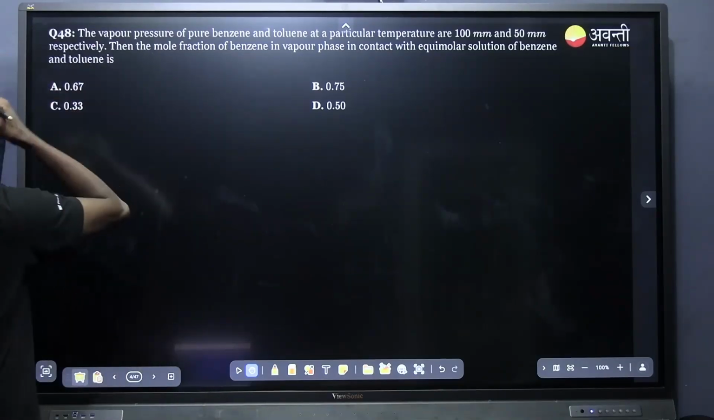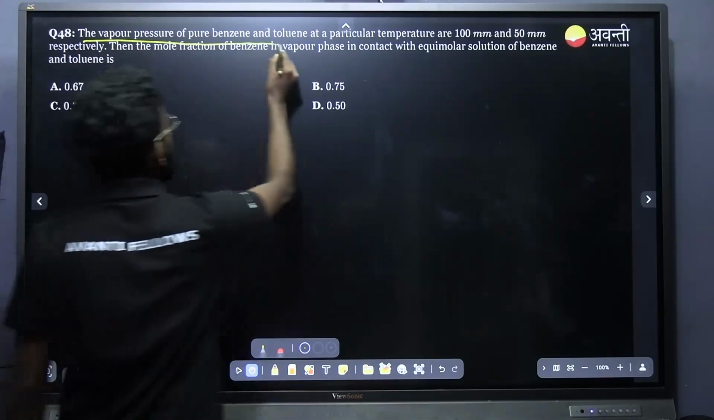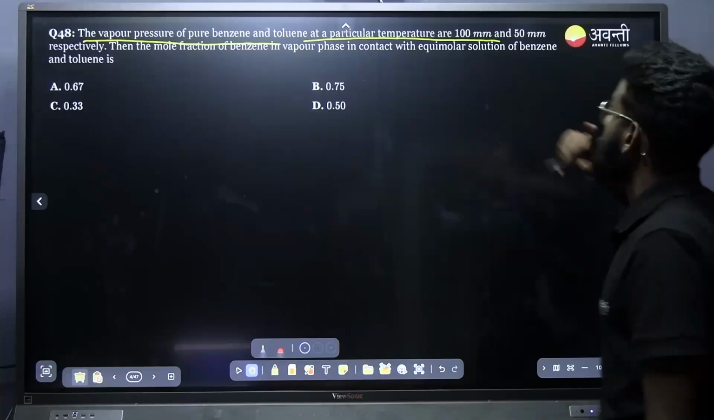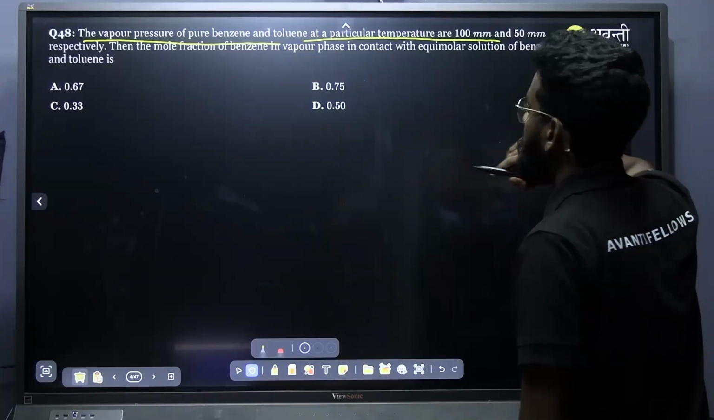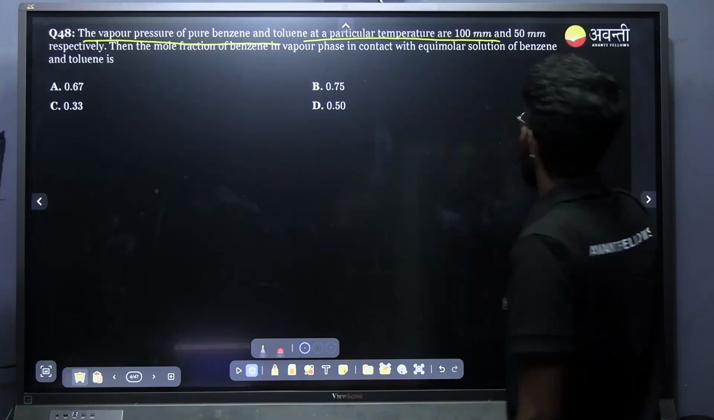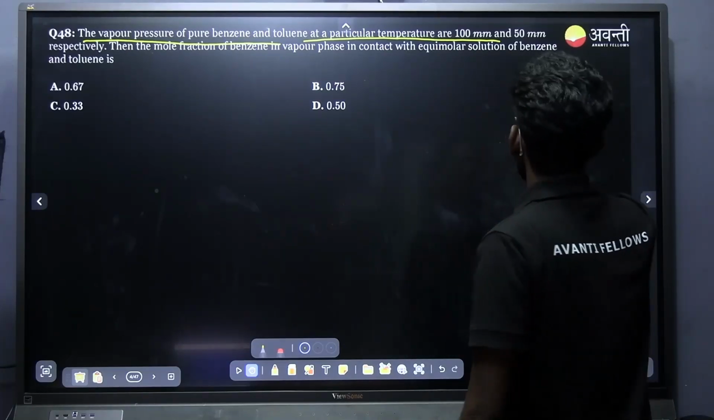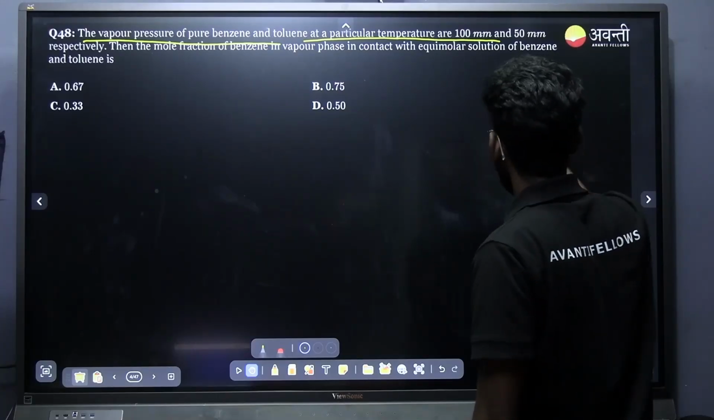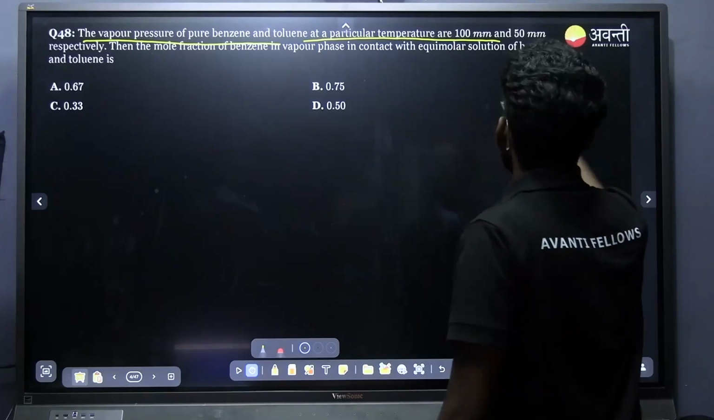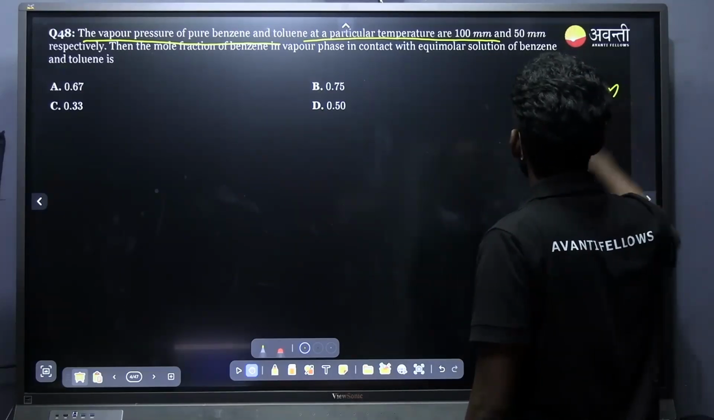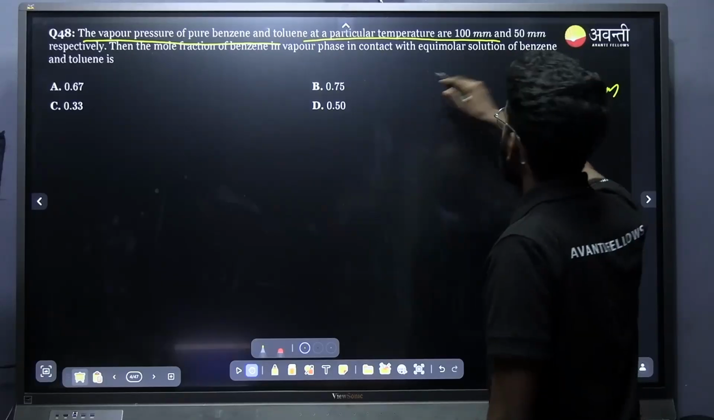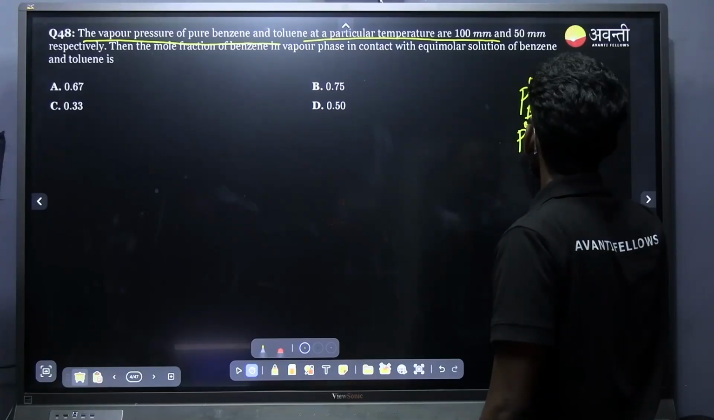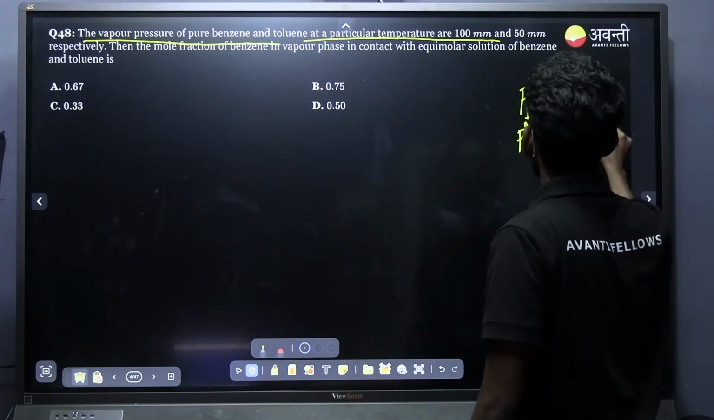Here we can read the question clearly. The vapor pressure of pure benzene and toluene at a particular temperature are 100 mm and 50 mm respectively. First of all we can take out the data given in the question. P naught of benzene, vapor pressure of benzene, I am writing as P naught of B, which is given as 100 mm of Hg, and for toluene, P naught of T is equal to 50 mm.